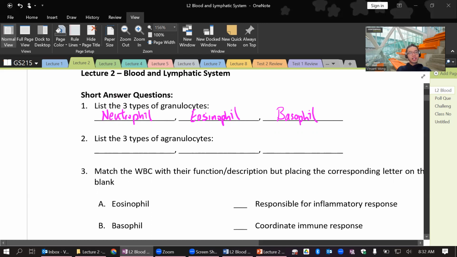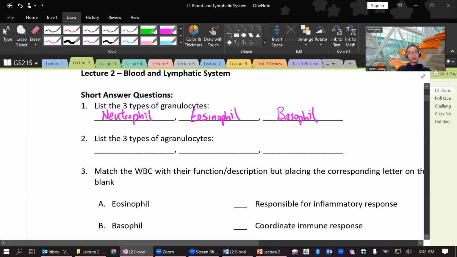Can someone give me 1 example of agranulocytes, please? T cells. Yeah, very good. We have the T cells, and I heard some of the B cells as well. So the T cells help coordinate the immune response. The B cells are the ones that will make antibodies. And then we have one last one here. Monocyte. That's right, Ziam. That is the monocyte.